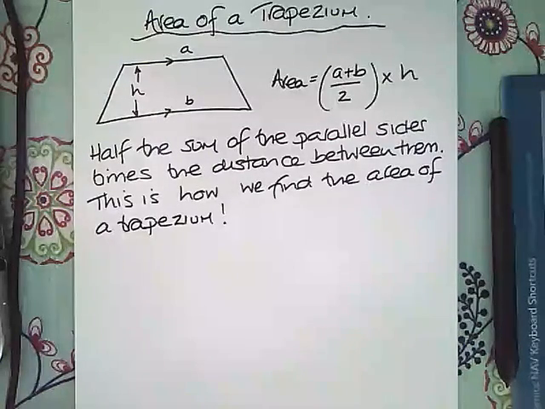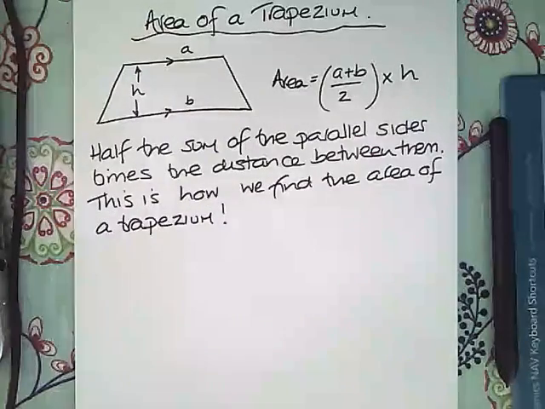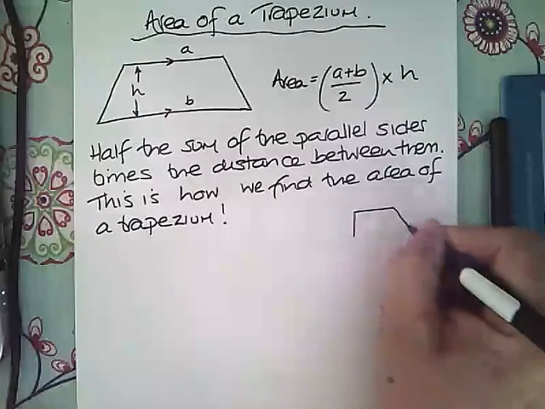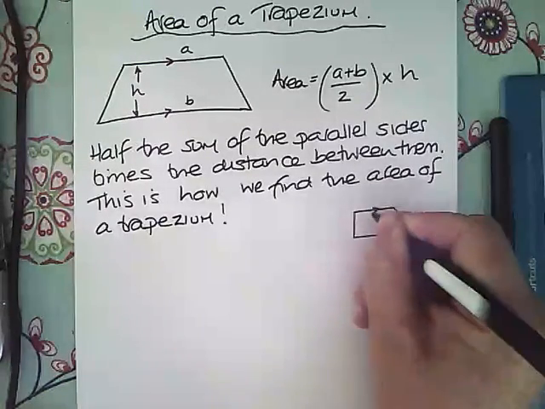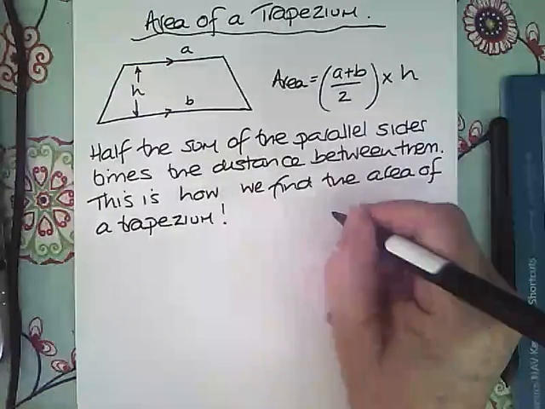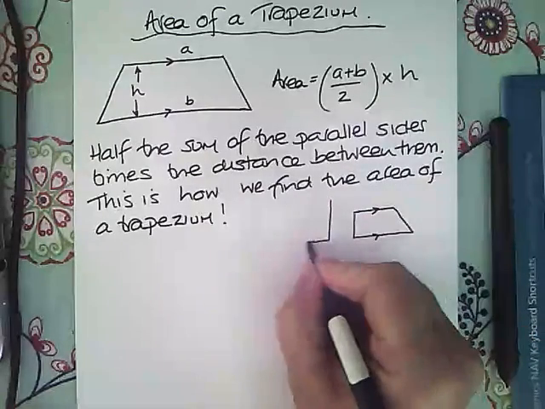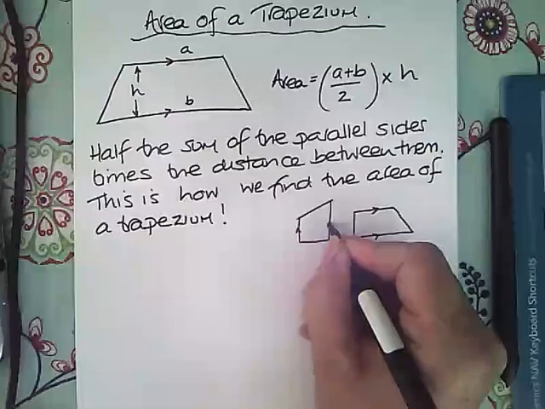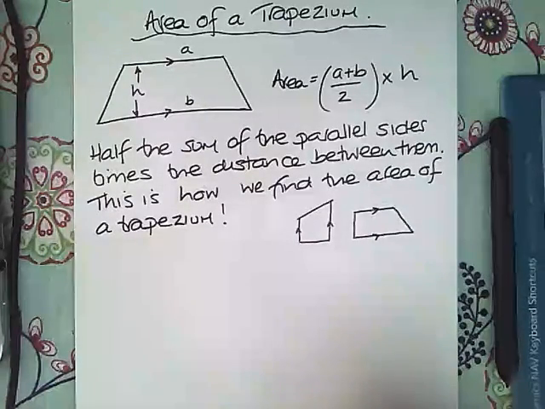Now a trapezium is a shape that has one pair of parallel sides, and I've drawn a trapezium here. You could have a trapezium that looks like this, got one pair of parallel sides, or you could have a trapezium up on its end like this. That's still a trapezium because it's got a pair of parallel sides.